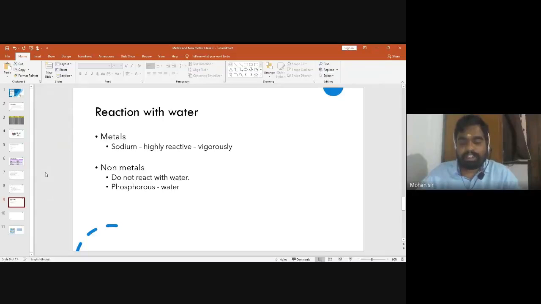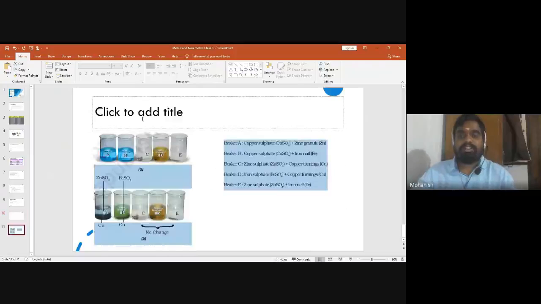Phosphorus is also highly reactive to atmospheric oxygen. So to keep phosphorus away from atmospheric oxygen, we store phosphorus in water. Okay, so today we will be discussing one of the most important chemical properties of metals and non-metals, that is the displacement reaction.